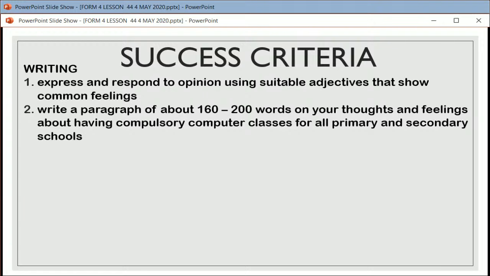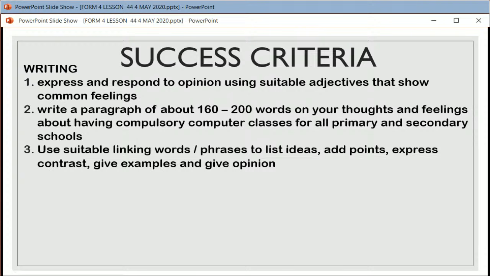Hi, Mitalesh, hi, Leong. And write a paragraph of 160 to 200 words on your thoughts. Paragraph, no, it's not an essay, on your thoughts and feelings about having compulsory computer classes for all primary and secondary schools. Use suitable linking words or phrases to list your ideas or to add points or to express contrast or to give examples and give opinion. We are going to learn all this today.